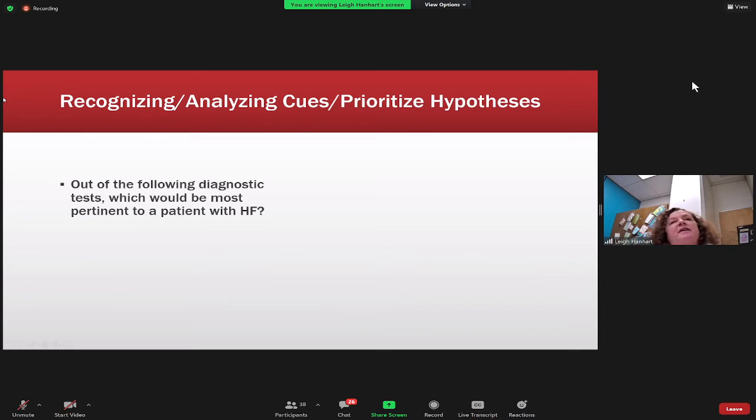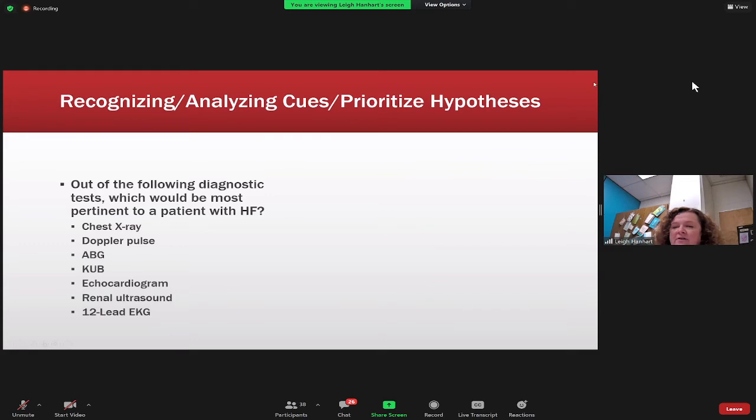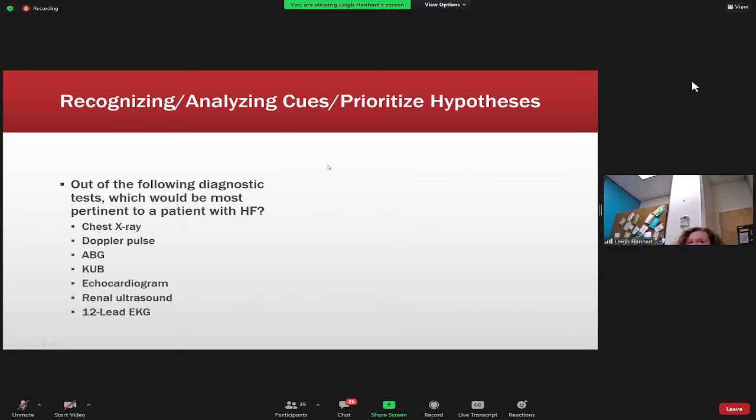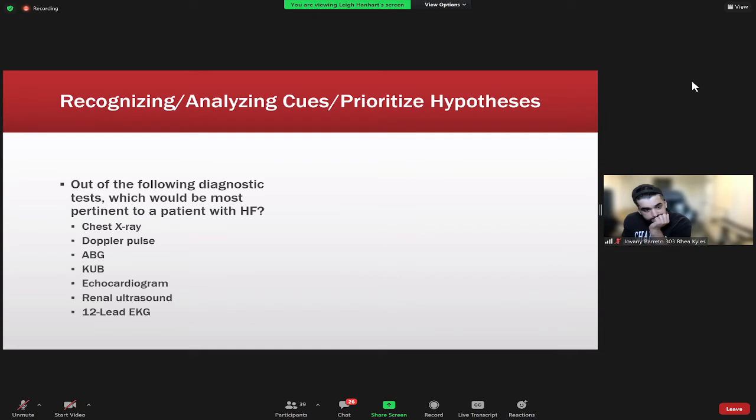All righty. So out of the following diagnostic tests, what do you think is going to be most pertinent to a patient in heart failure? ABG. It could be, if they're in respiratory distress, right? If they're having an oxygenation problem, we might see that. What do you think are the most common tests that you'll see ordered on all of your patients? EKG. EKG, right? Chest X-ray. What are we looking for in a chest X-ray? Heart size. Yeah, heart size. It can also tell us about fluid.